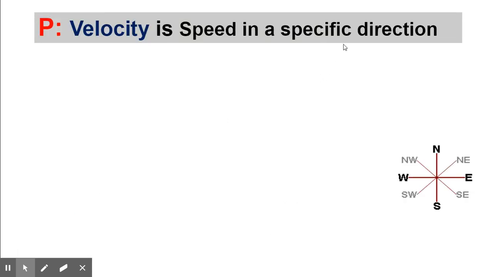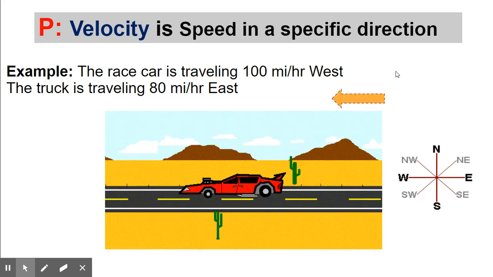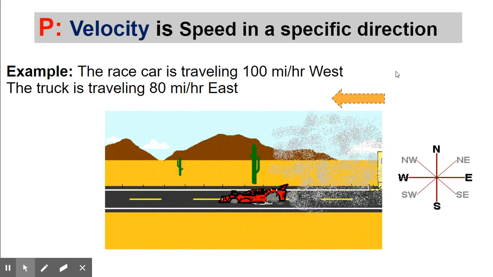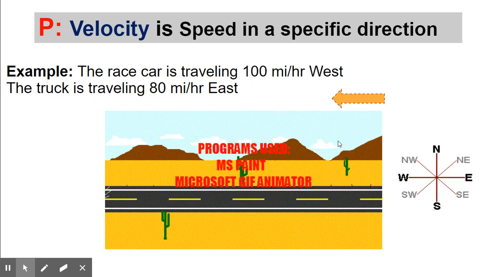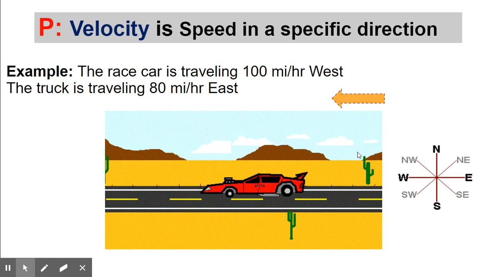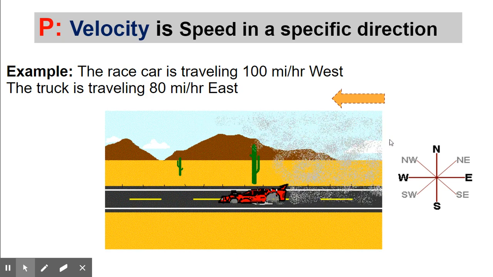Velocity is speed with a specific direction. The race car is traveling 100 miles per hour west, or the truck is traveling 80 miles per hour east. So here you're going to have your car traveling 80 miles per hour west, so it has velocity, and then the truck is traveling 80 miles per hour east.